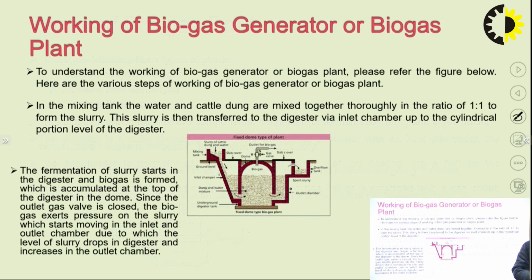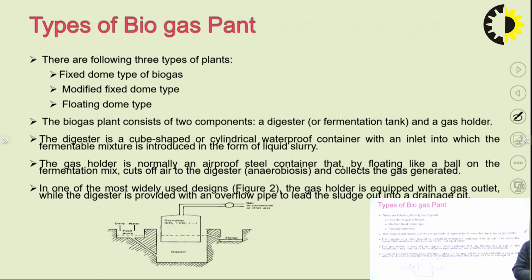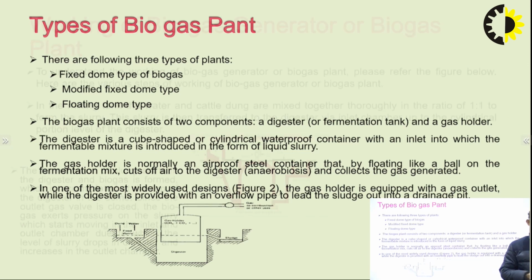In one of the most widely used designs, that is figure 2, this is shown. The gas holder is equipped with a gas outlet, while the digester is provided with an overflow pipe to lead the sludge out into a drainage. Okay, so this is the thing.